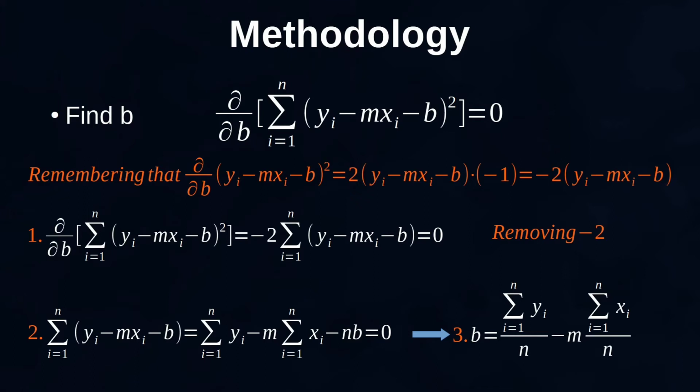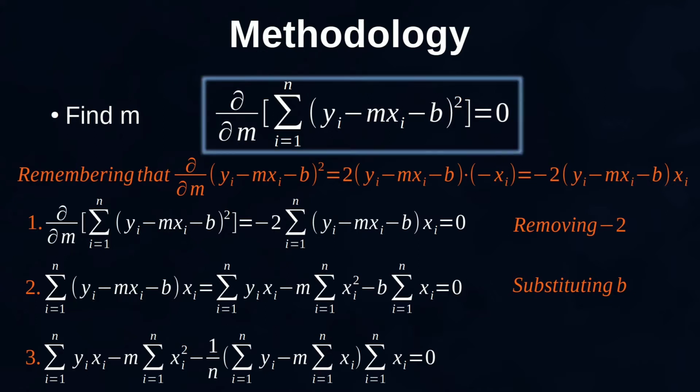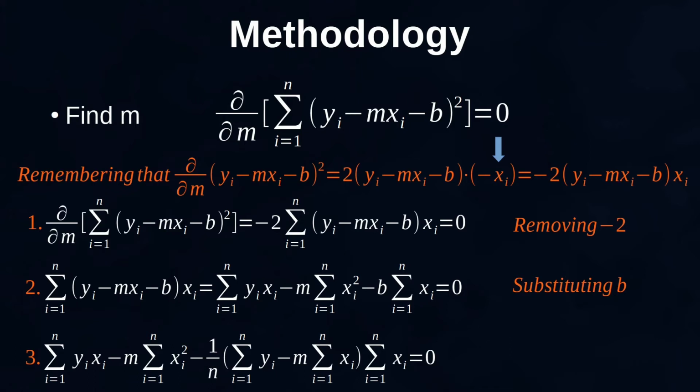We can calculate the mean of the x terms and y terms, so the only missing value is m. To find m, now we do the derivative with respect to m and set it to 0. In this case, looking at the orange text, you can see that the derivative of the terms within the brackets is minus xi, because y and b do not have terms in m, but the derivative of minus mxi with respect to m is minus xi.